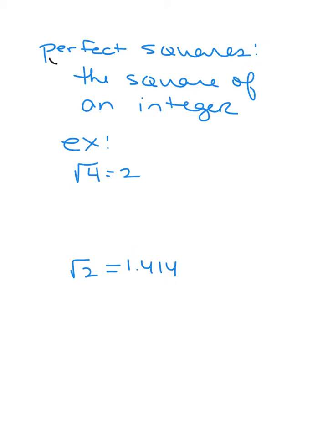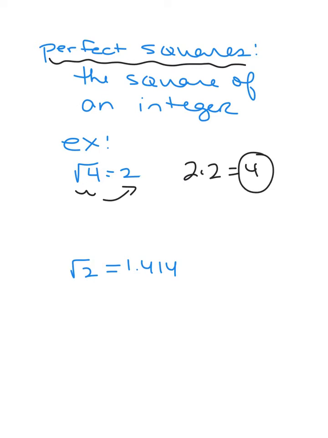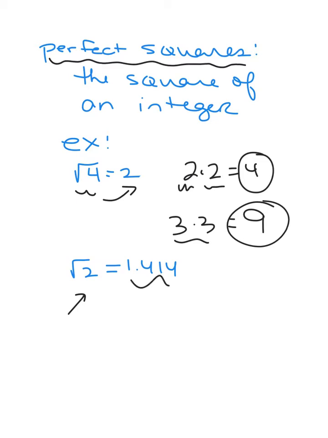Perfect squares we use a lot in a lot of different math classes. A perfect square is a square of an integer. So for instance, the square root of 4 is 2 because 2 times 2 is equal to 4. 4 is a perfect square because it is a number times itself. Another example is 9, because 3 times itself is equal to 9. Now, if I have something like the square root of 2, that doesn't go evenly. It's not taking an integer and squaring it. We get a decimal. So 2 is not a perfect square.